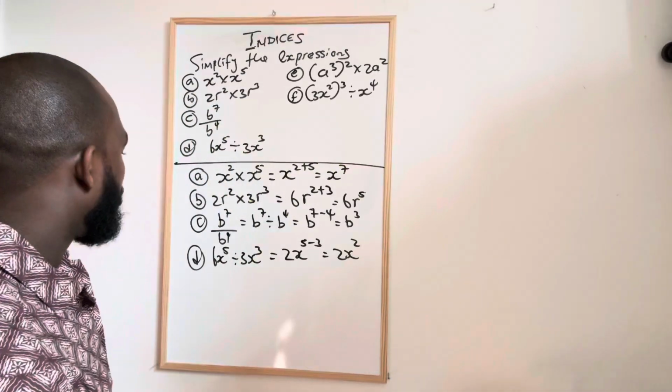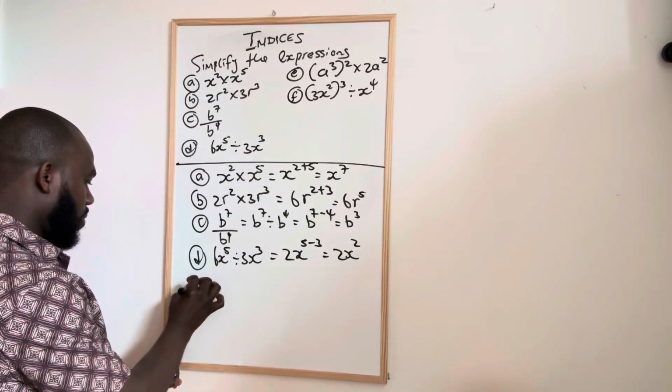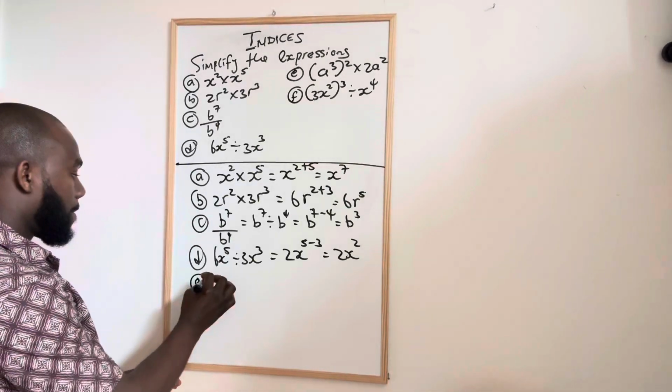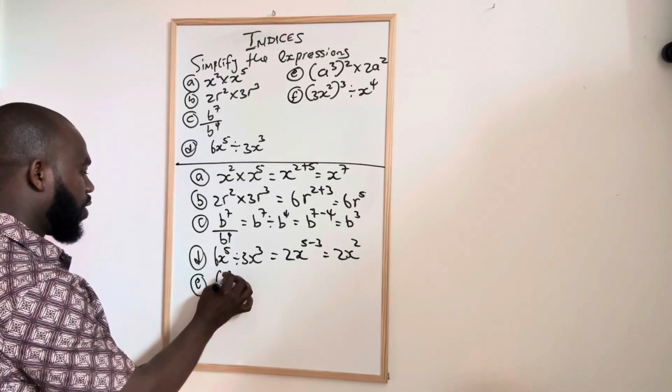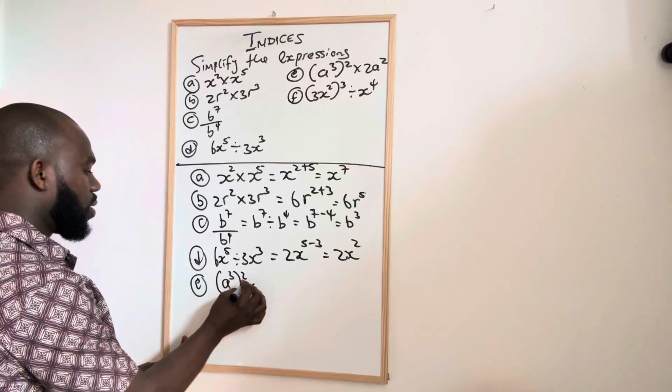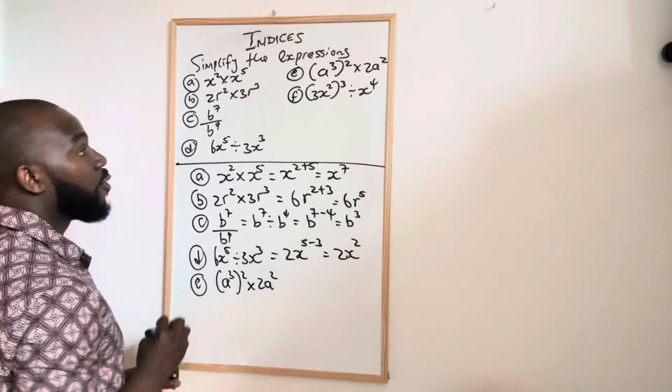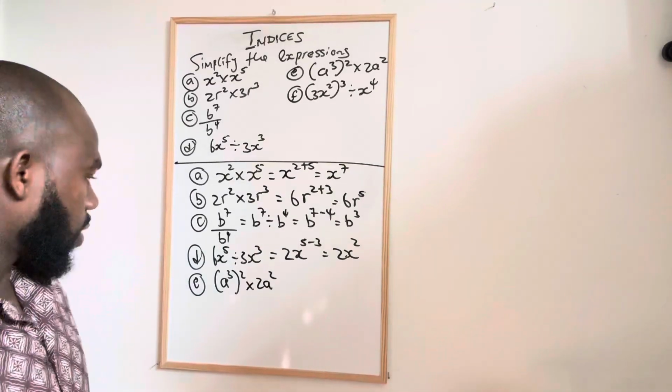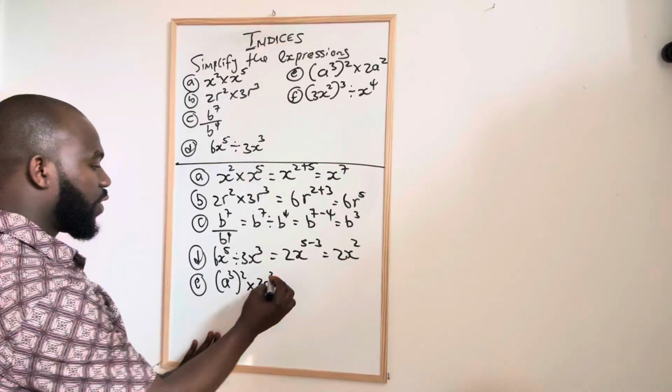So now, let's go to question E. Question E says, a raised to the power of 3, bracket 2, times 2a raised to the power of 2. Okay, now let us see how we can solve this problem.